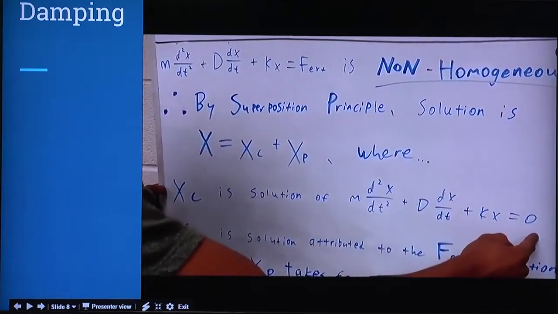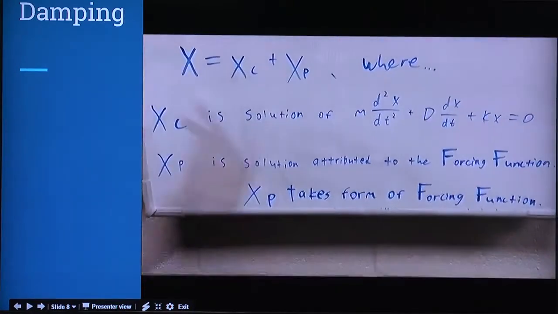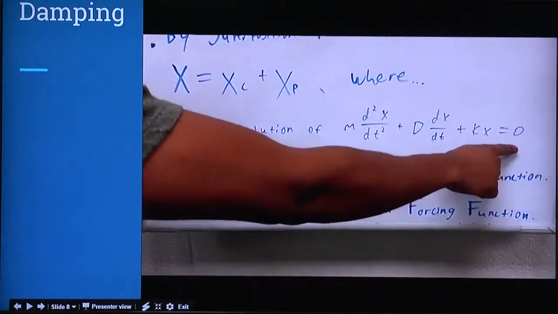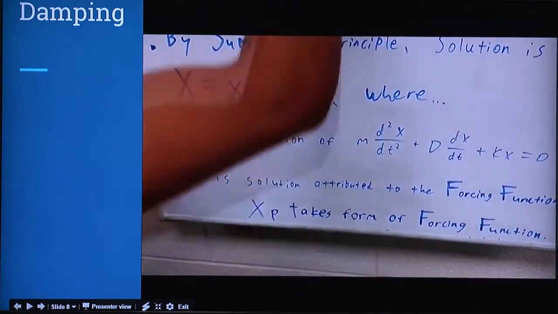So it's a homogeneous solution. Our particular solution is going to account for that missing forcing factor, which was our forcing function, which was the force of external.